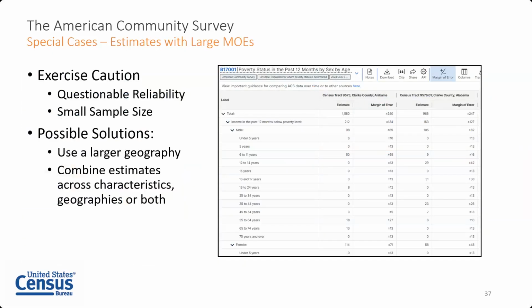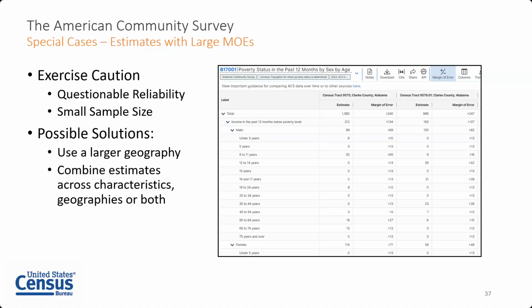In addition, some estimates have an MOE that is larger than the estimate itself. This occurs mainly in estimates for small geographies or small groups of people or households which have a small sample size. So as an example, we have table B17001, which is showing the number of people above and below the poverty level by age and sex at the tract level. Tracts are one of the smallest geographies that are available on data.census.gov for ACS data.